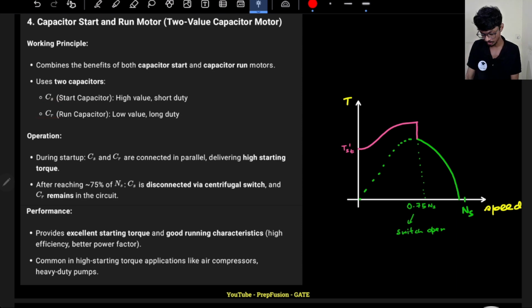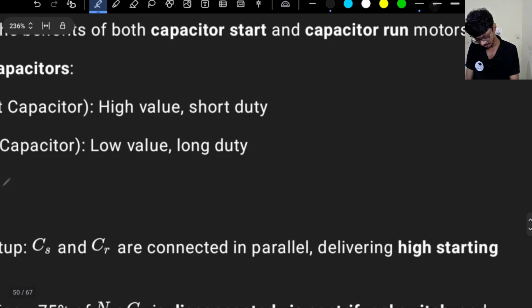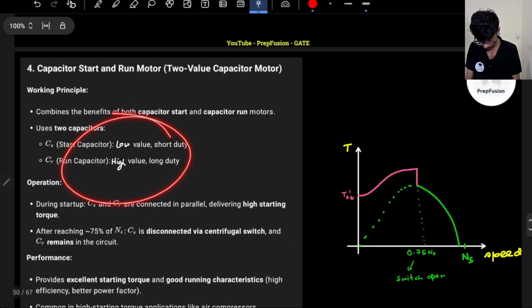That's it. So a short duty capacitor will be used, which will have low value, and a long duty capacitor will be used, which will have higher value, low and high. Okay, so these are the use cases basically.